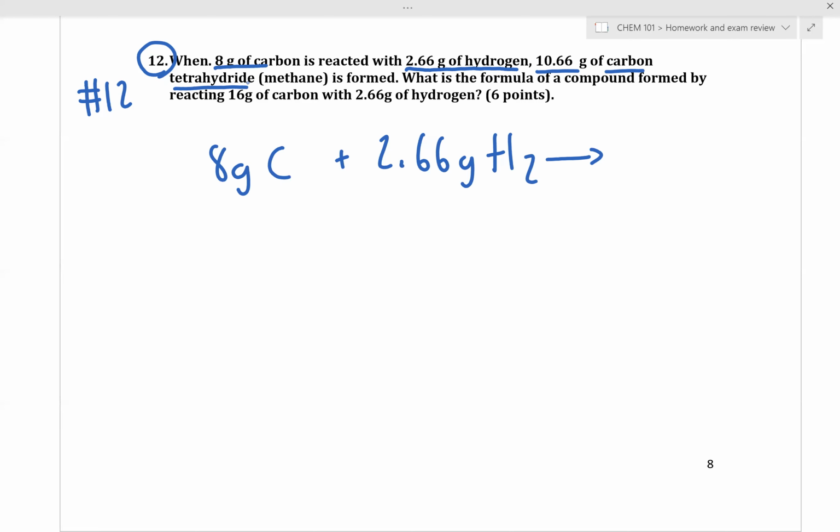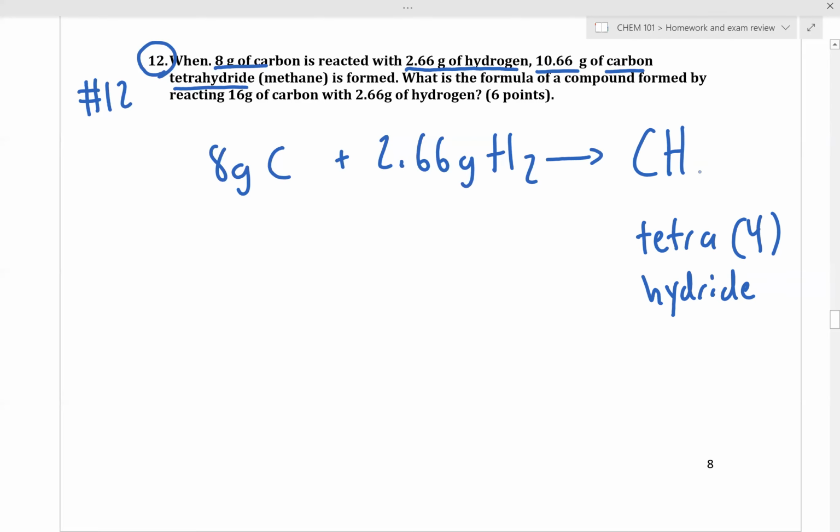So carbon tetrahydride, what 2 elements are present? Yep, so we see carbon, so we definitely have carbon. Tetra. What does the tetra prefix tell us? 4. Yep. And then hydride tells us we have what element involved? Hydrogen. So it's CH4, also known as methane.